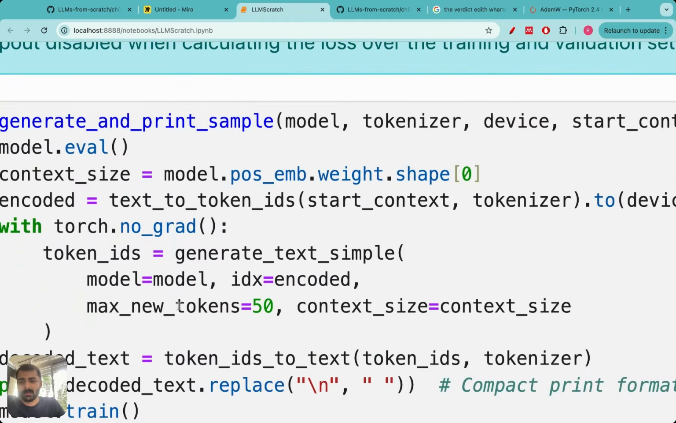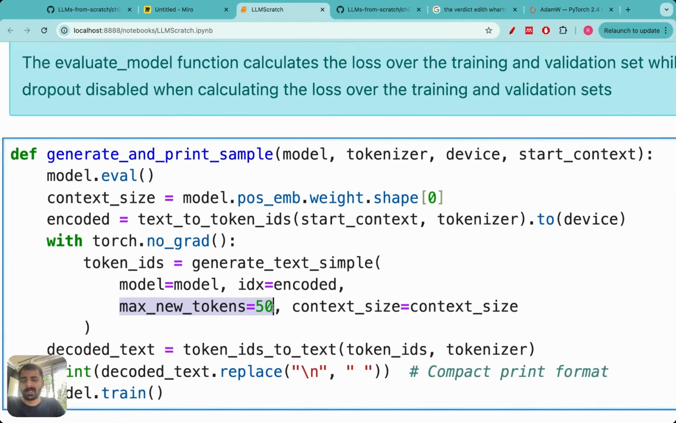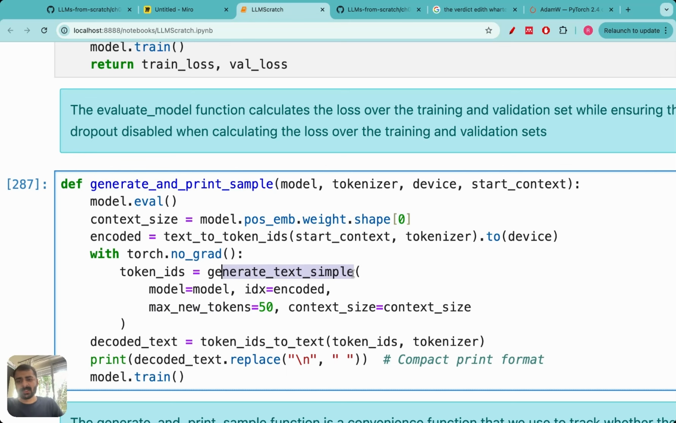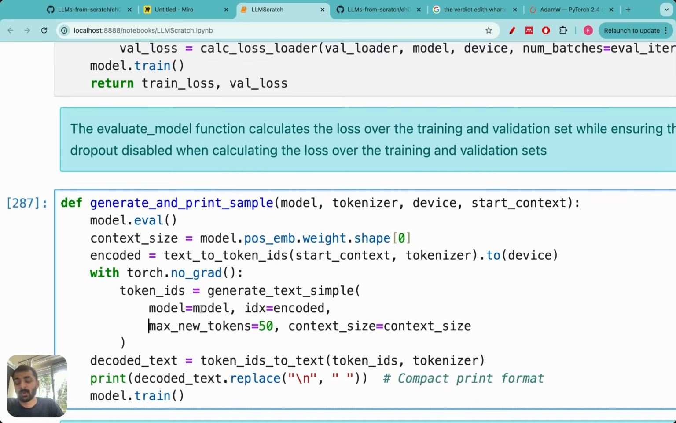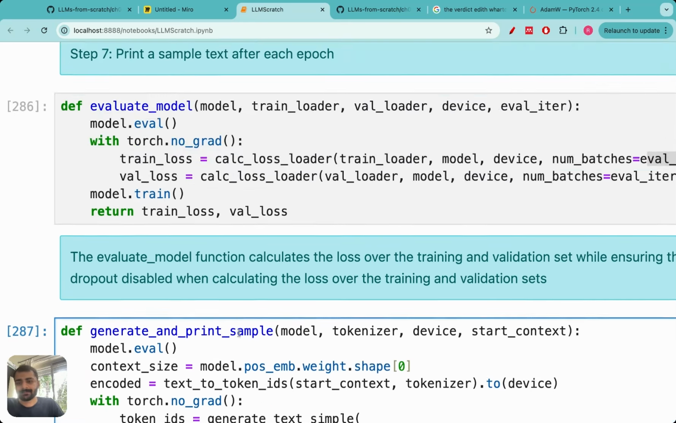What this will do is print out the next 50 tokens which our large language model is predicting. We have already seen this generate text simple function before. What this function does is that it takes the model at its current stage. So if we are at epoch number 5, the parameters are optimized. Maybe they are not very correctly optimized, but we are at a certain stage. And we want to see what output the LLM is predicting for the input, right? So this function is essentially going to generate 50 new tokens for us to visualize. And we can see whether the output of the LLM is making sense or not. So this will be a lot of fun. We are going to print this out at every single epoch.